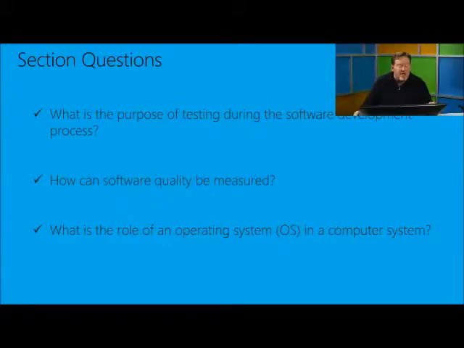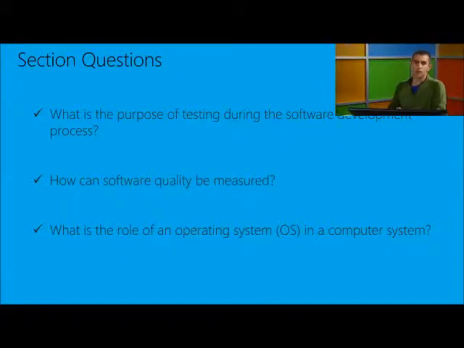Next question is, how can software quality be measured? We talked a little bit about that. Give us some more detail there. That's right. So you're going to be coming up with the metrics that your team is going to follow and your team's going to be interested in. So you're going to design and develop those metrics at the very beginning. Those are going to go into your test plan.